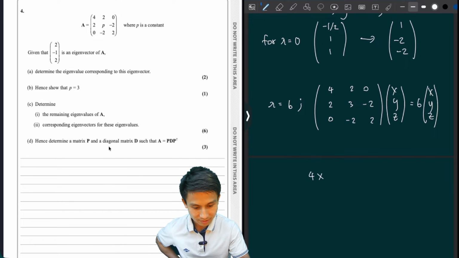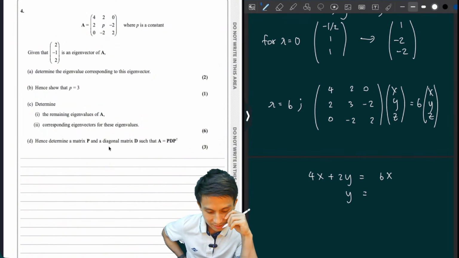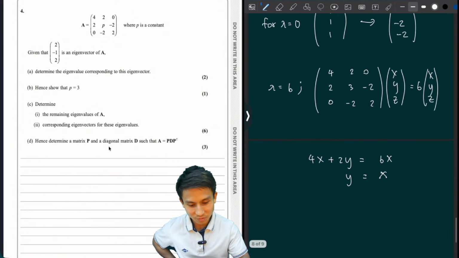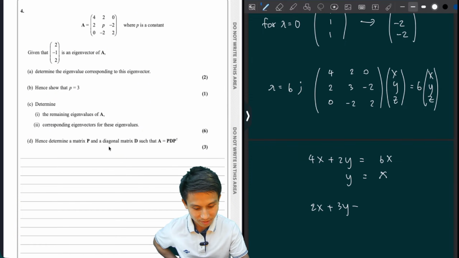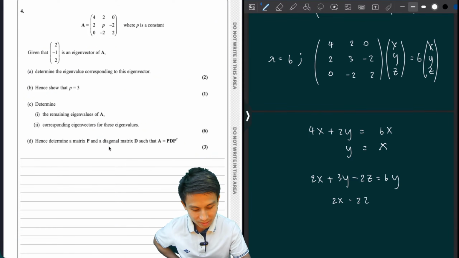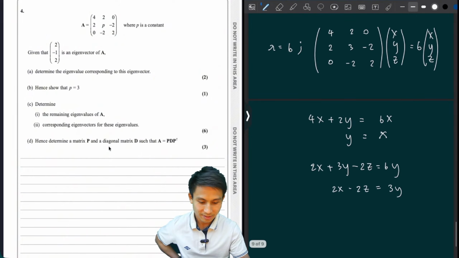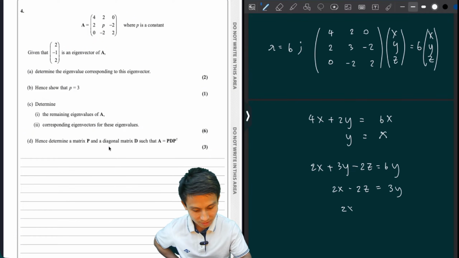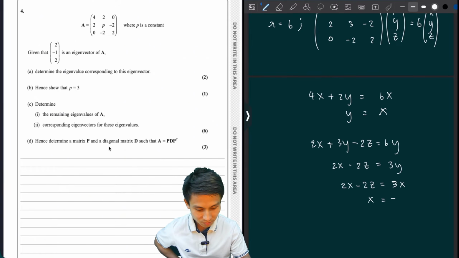So 4x plus 2y equals 6x. This one is simple because we can already solve it here: y equals x. Let's do another one. 2x plus 3y minus 2z equals 6y. So that would be 2x minus 2z equals 3y. And we can substitute x for y or y for x. So let's do y as x. So this is 2x minus 2z equals 3x, so that gives me x equals minus 2z.